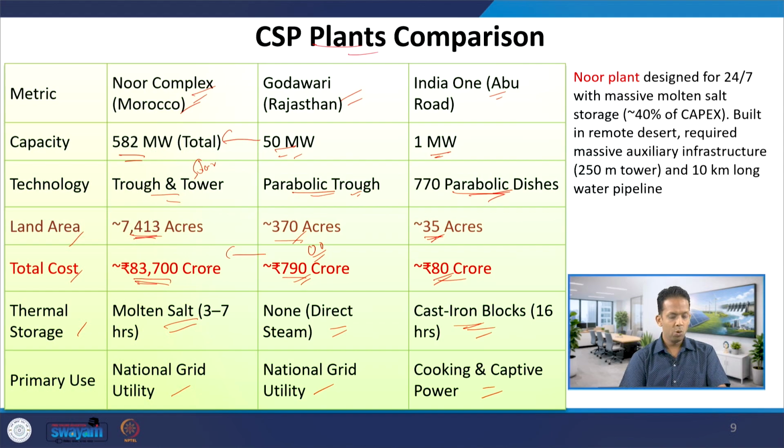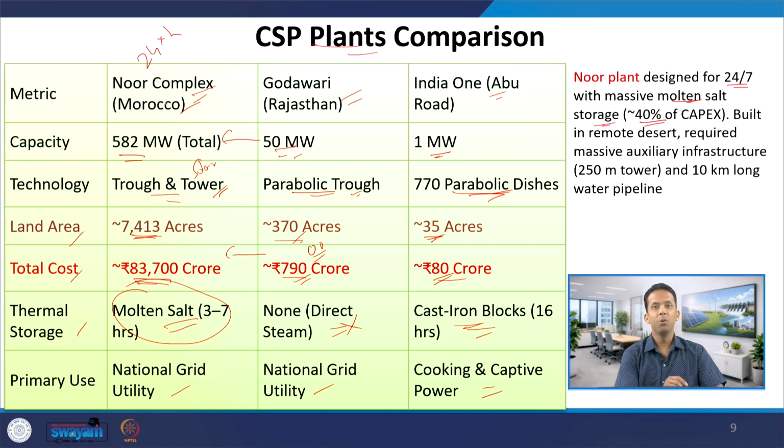So why such a huge cost jump between these two types of plants when both are operating on trough? Okay, some part is coming from solar tower also in Noor complex. So the first reason is the technology is different. Second, this plant works 24/7 and it has a molten salt based storage. So Noor plant is designed for 24/7, it has a huge molten salt storage which contributes 40% of capex, and Godavari plant does not have any storage system. So that's why the cost is significantly higher.